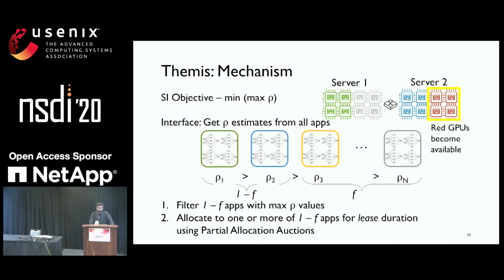Themis overcomes these issues via a mechanism that operates in 2 steps. In the first step, we filter the top 1 minus f fraction of apps with max rho values, and in the second step, we allocate available GPU resources, which are the red GPUs in this case, to one or more of these filtered apps using partial allocation auctions.